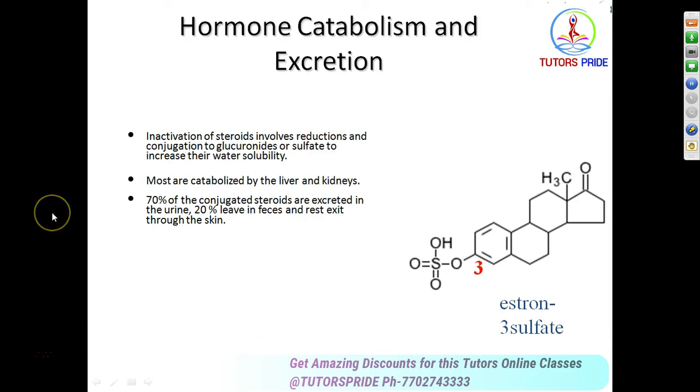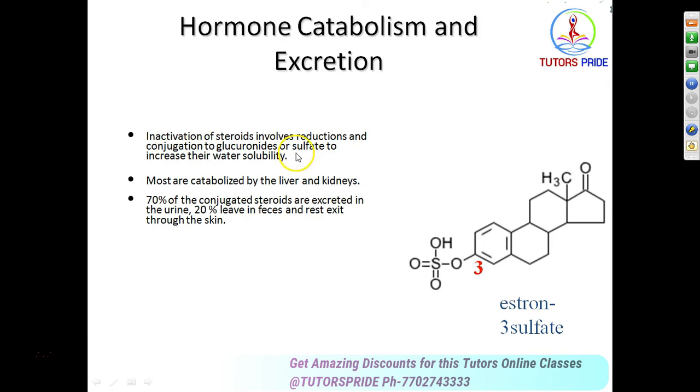So like that the mechanism is there. And hormone catabolism and excretion: this is estrone 3 sulfate. Estrone is a ketone form, so that's why estrone 3 sulfate. And how it is catabolized and how it is excreted out, we'll see right now.